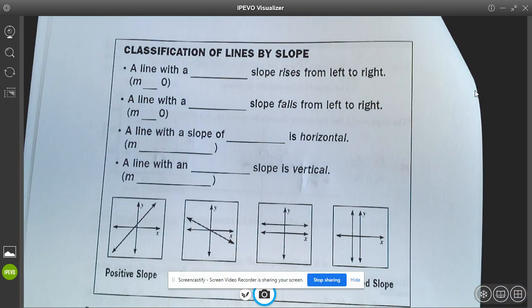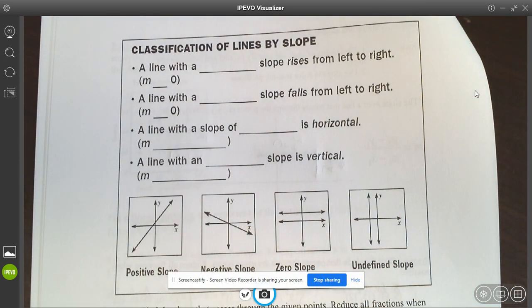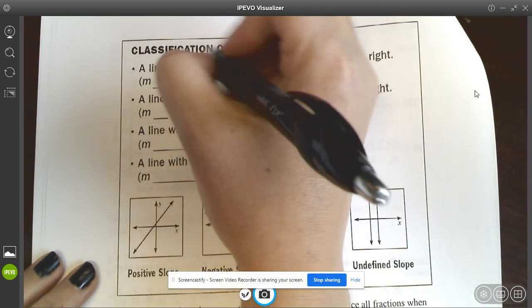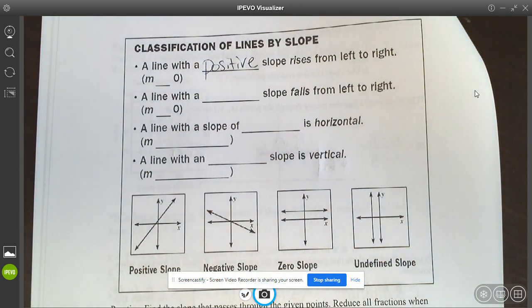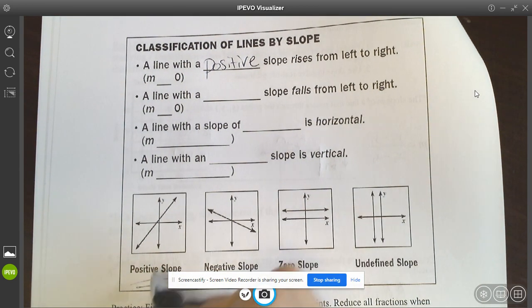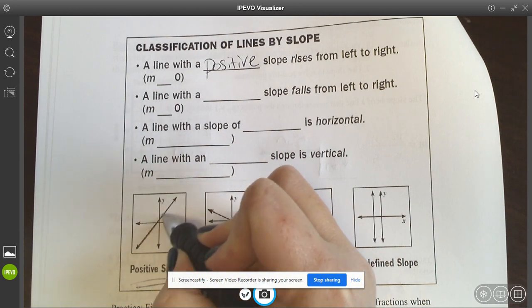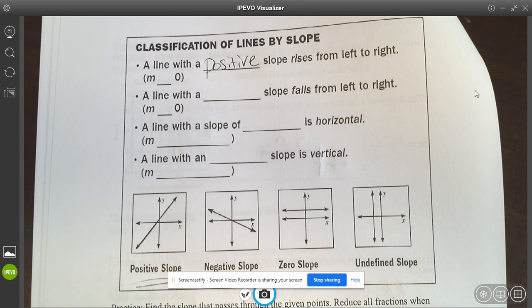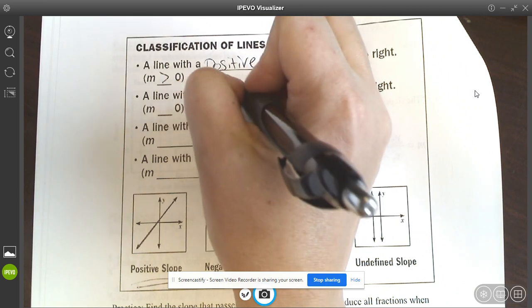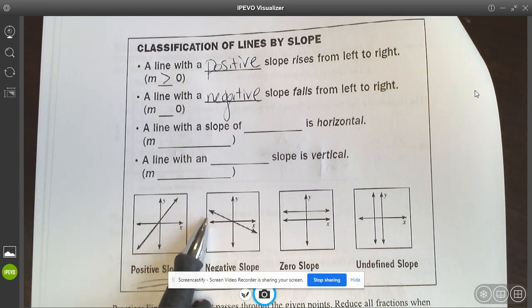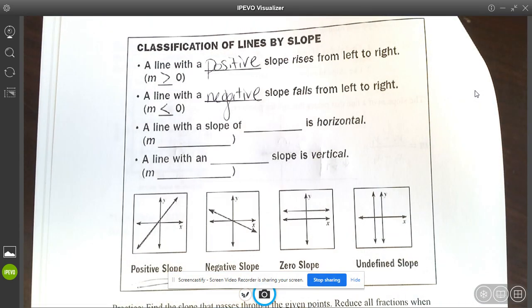All right, so a line with a positive slope. So if you got a positive number, your graph should be rising. See how if you read it left to right, it's rising. So that is a positive slope. So that means my slope is greater than 0. If I have a negative slope, that means my graph is falling as I read it left to right. And that means my slope is less than 0.